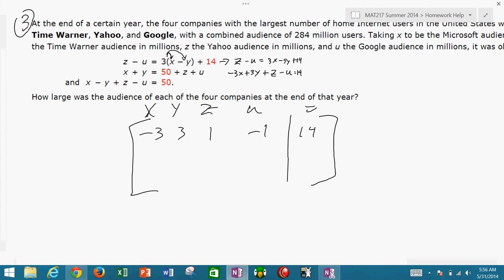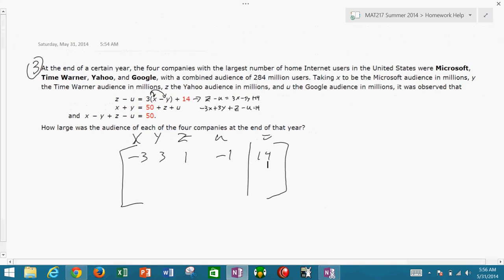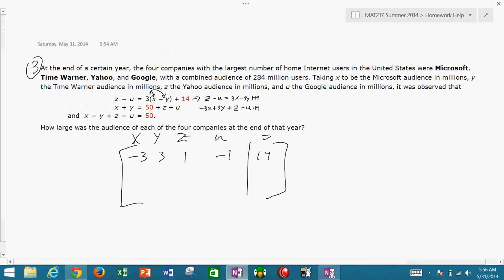Now, the other thing students sometimes miss is that this is a word problem. There are words above, and note some of the information up in the word problem isn't given down in the equations, because notice they're telling you that the companies have a combined audience of 284 million users. So that means there's a fourth equation that just says x plus y plus z plus u equals 284, because notice it's measured as audience in millions, so therefore it's just 284.